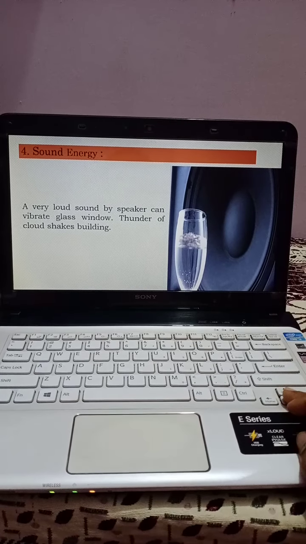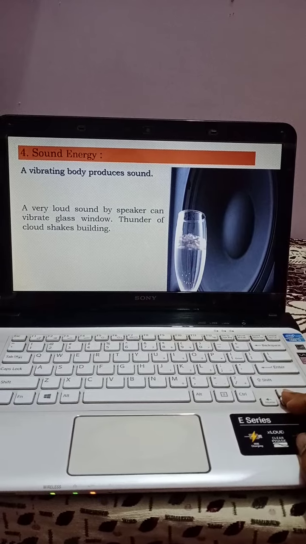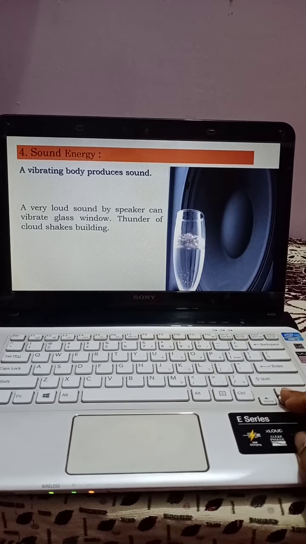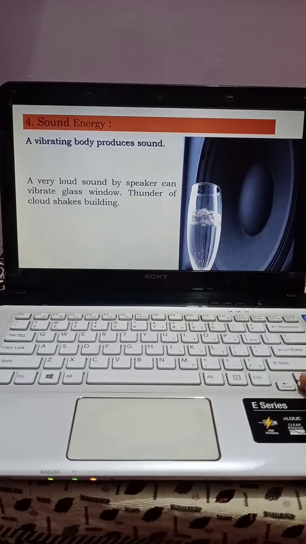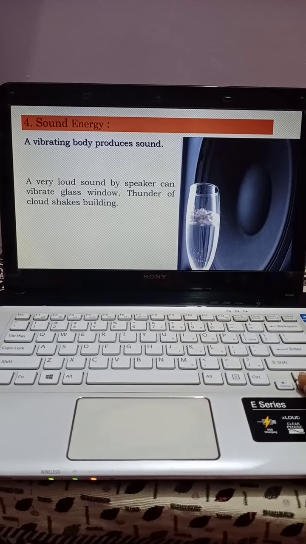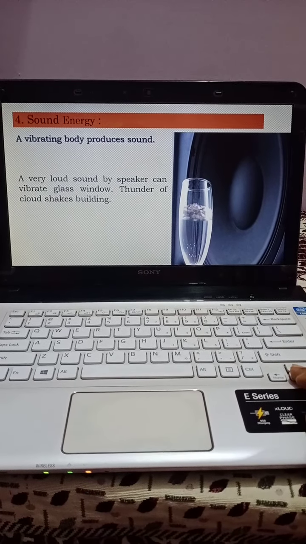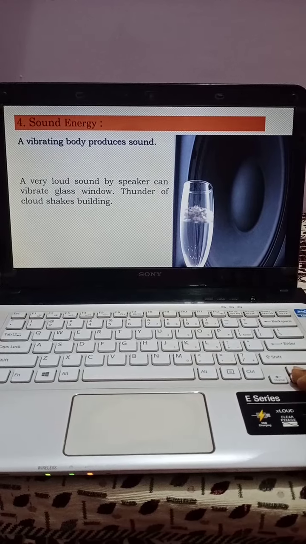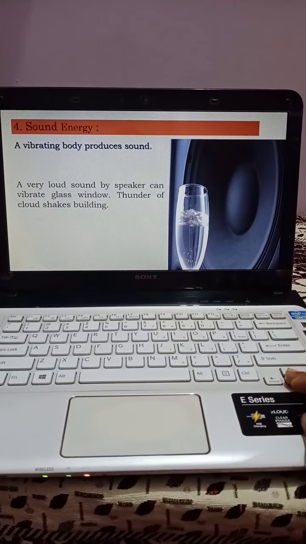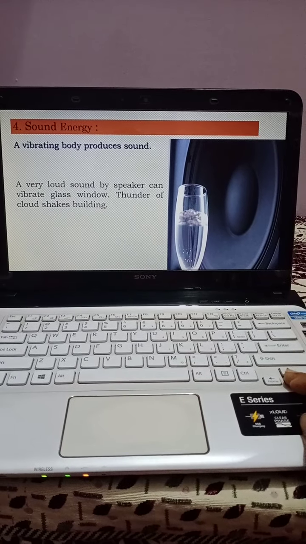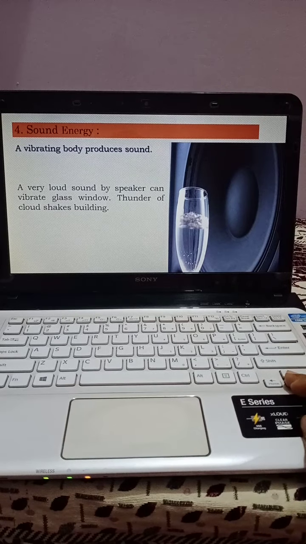Next, we are going to see the topic sound energy. So what is sound energy? A vibrating body produces sound. Whenever there is a vibration, sound energy is produced. Here you can see the diagram. One glass filled with water is placed before a speaker, and as the sound is produced, the water starts vibrating. This means that the water comes into motion. Thus, sound has the capability to do work. Therefore, sound is a form of energy.